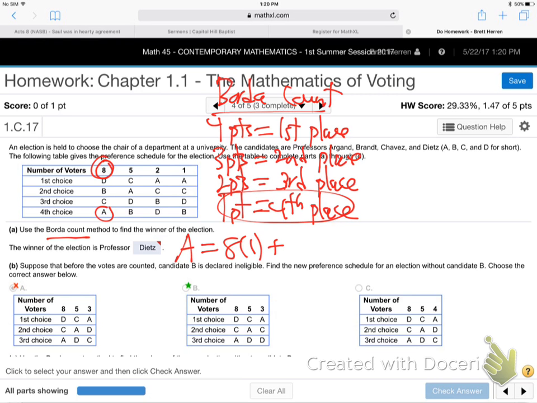Those 8, you take the number of people times the point value each of them gave to A. I'm just doing A right now. Then I'll do a whole thing for B, a whole thing for C, and a whole thing for D. This is tedious. This is the most tedious of the 4 methods. This Borda count, it's a lot of button pushing.